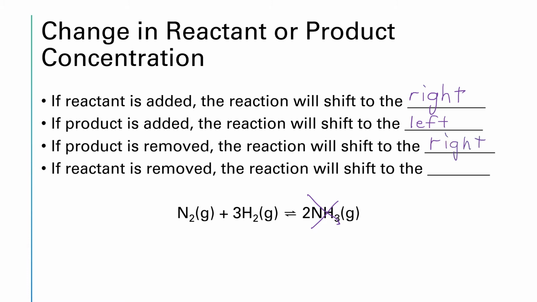And last but not least, we are asked to remove some reactant. So let's say we take out some of the hydrogen gas. If we remove some hydrogen gas, then the reaction will try to replace it. And the way that it can replace it is by decomposing some of the ammonia into nitrogen and hydrogen. So the reaction will shift to the left to try to make up that reactant that was removed.